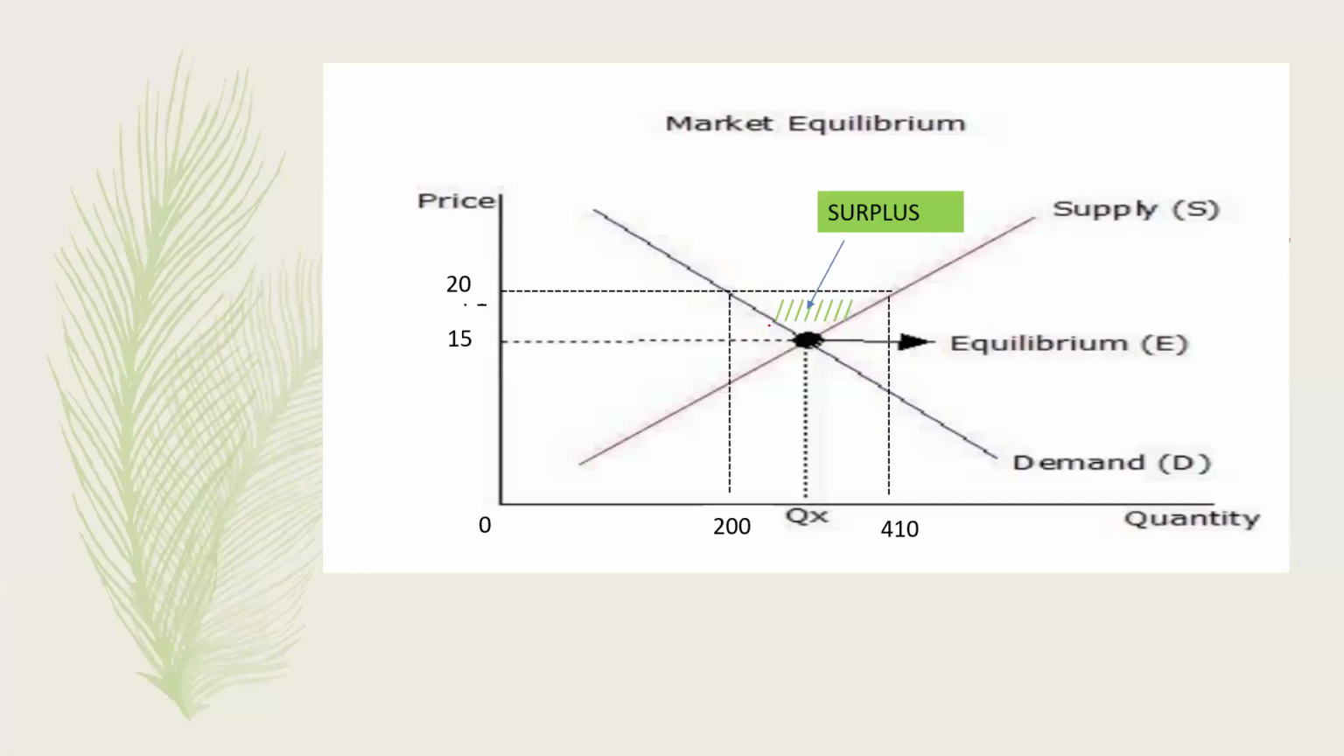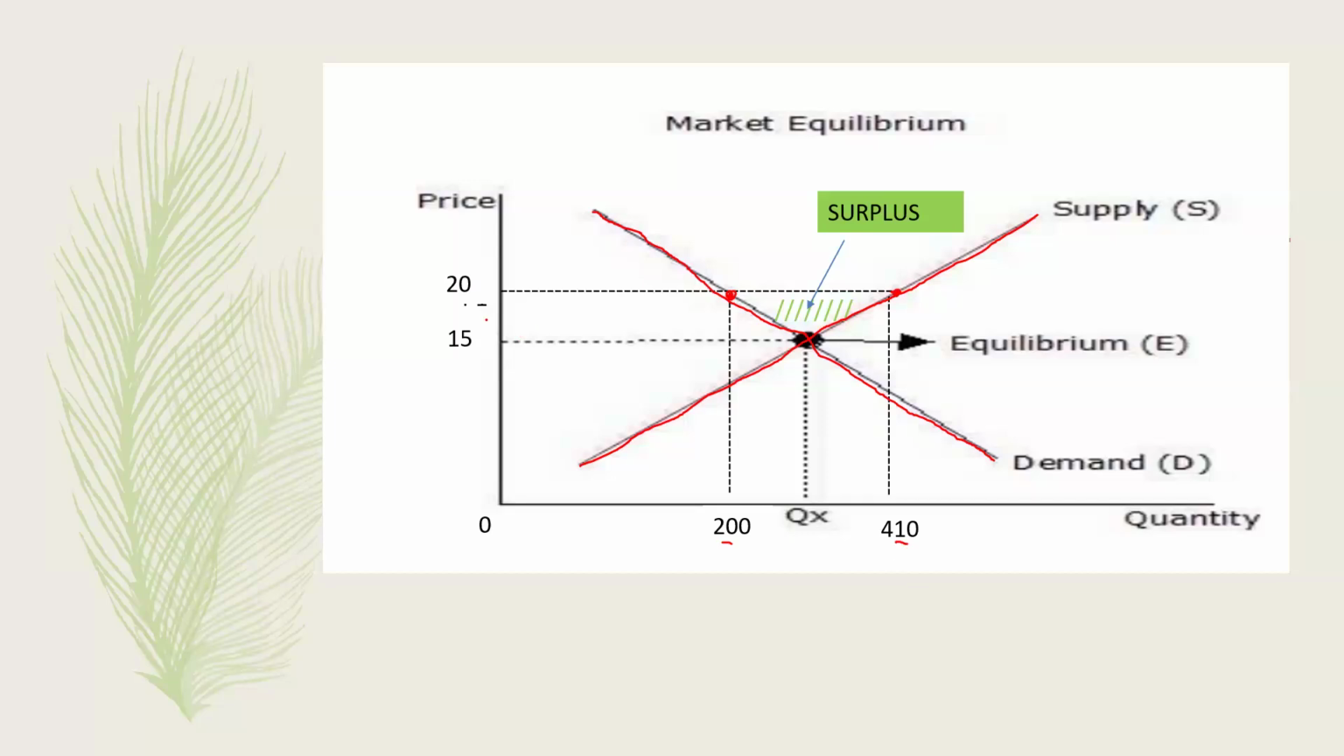Let me say that this is my demand curve. I'm just highlighting it. And because that's my demand curve, at a price of 20, people are going to demand 200. This is my supply curve. It is upward sloping. And at a price of 20, suppliers are willing to supply 410 items. Because price increases, suppliers will supply more.